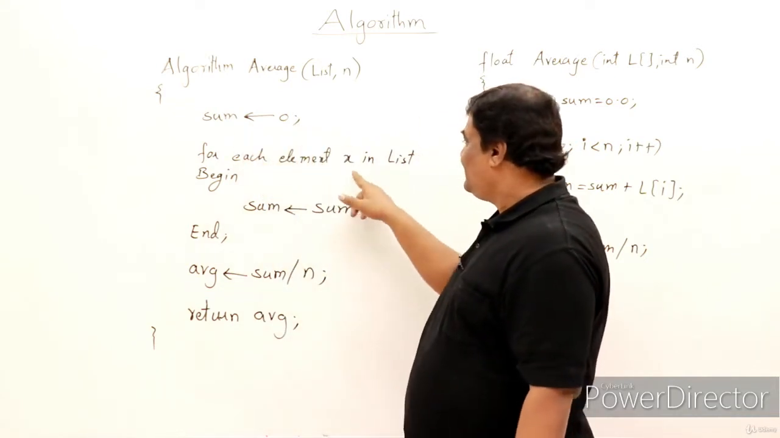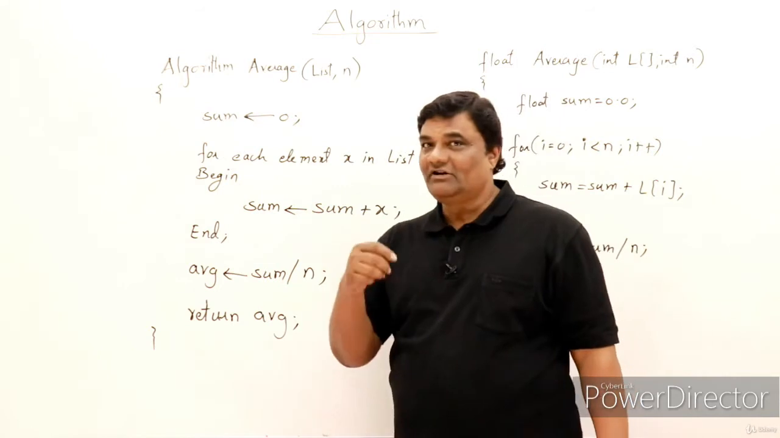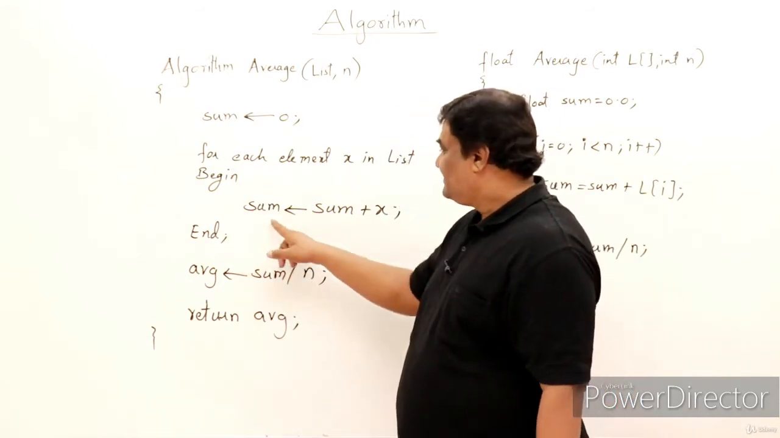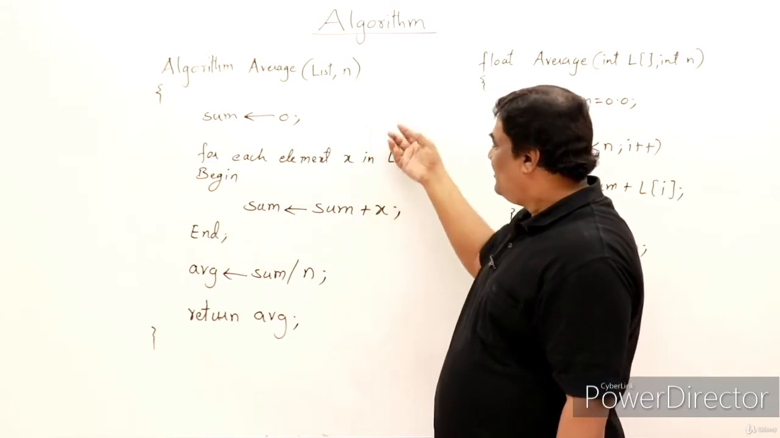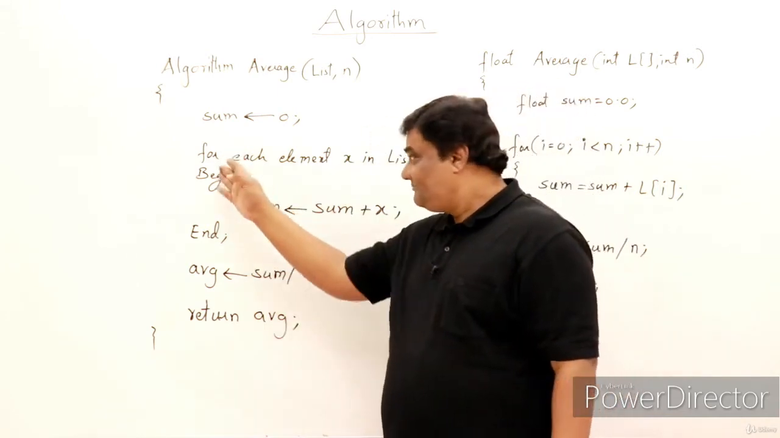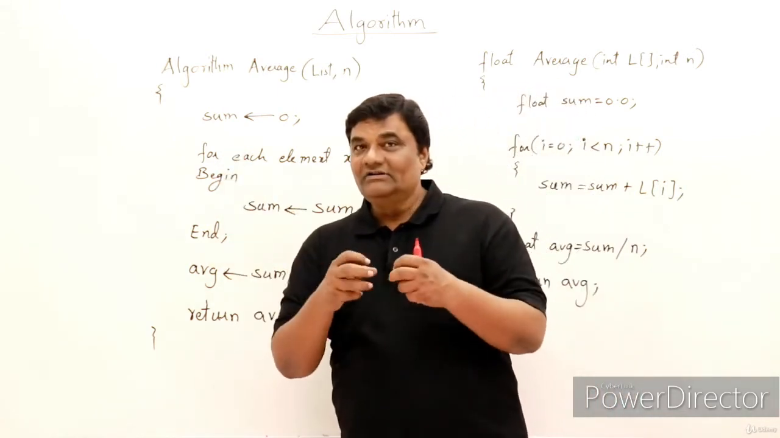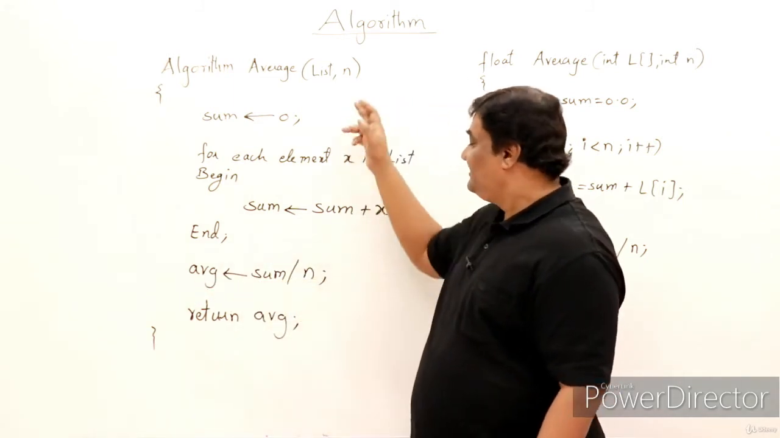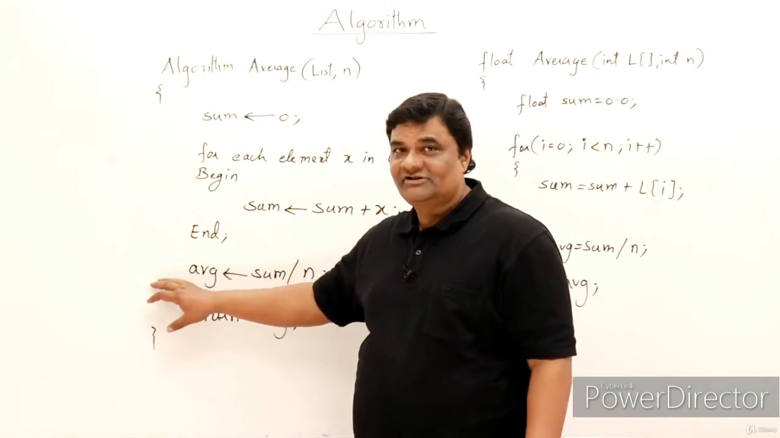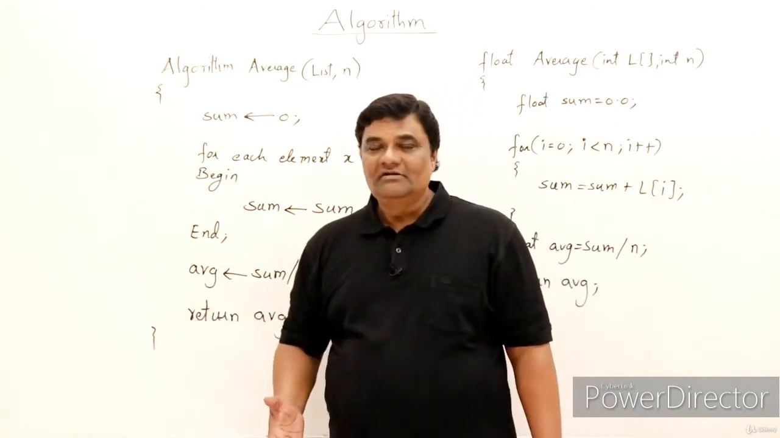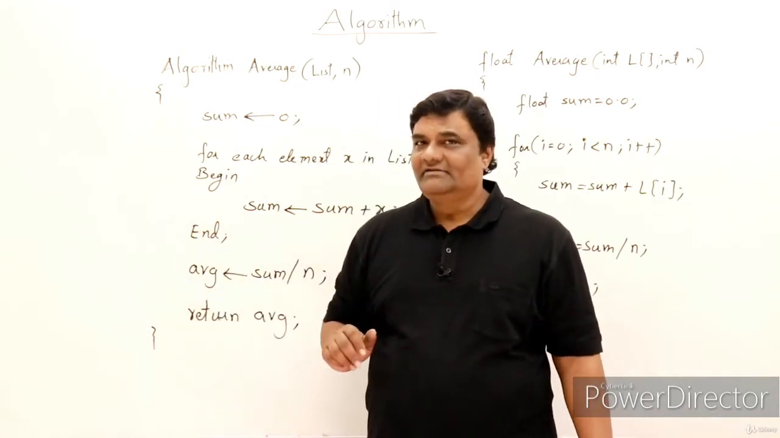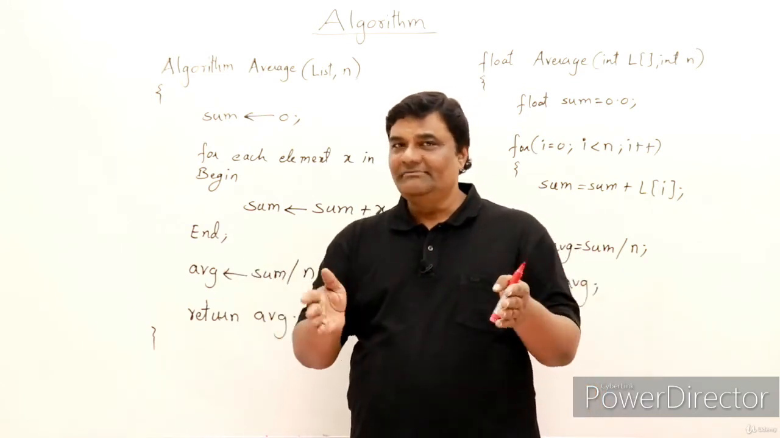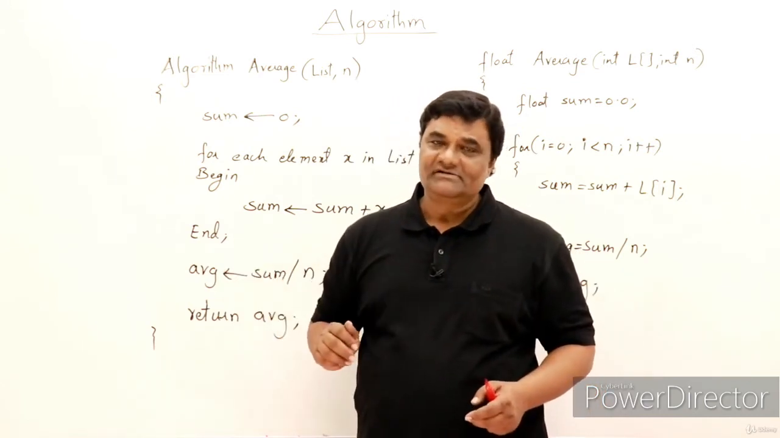Then for each element x in list, so we will call each element x in the list. Then begin, sum assign sum plus x. So go on adding the elements in sum. So this portion is adding all the elements. Then after that, average assign sum by number of elements, so I get an average, then return average. So if you read, you can understand. For finding the average of a list of elements, add all of them and divide by the number of elements.